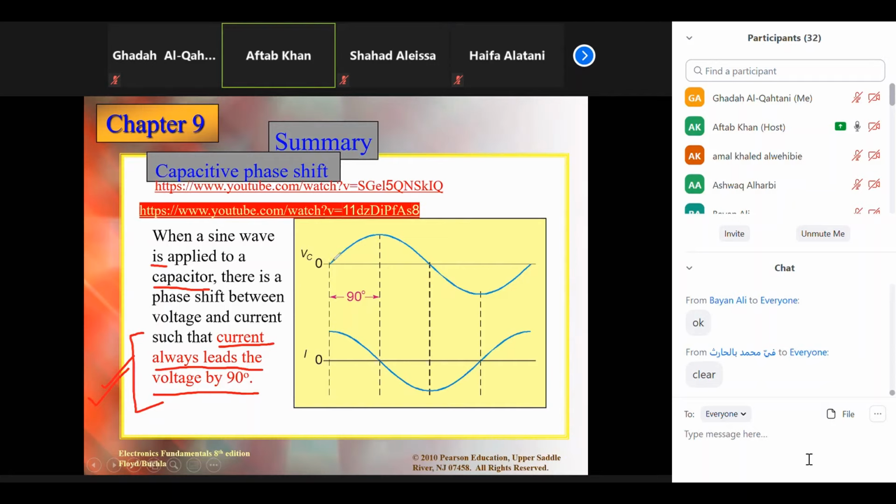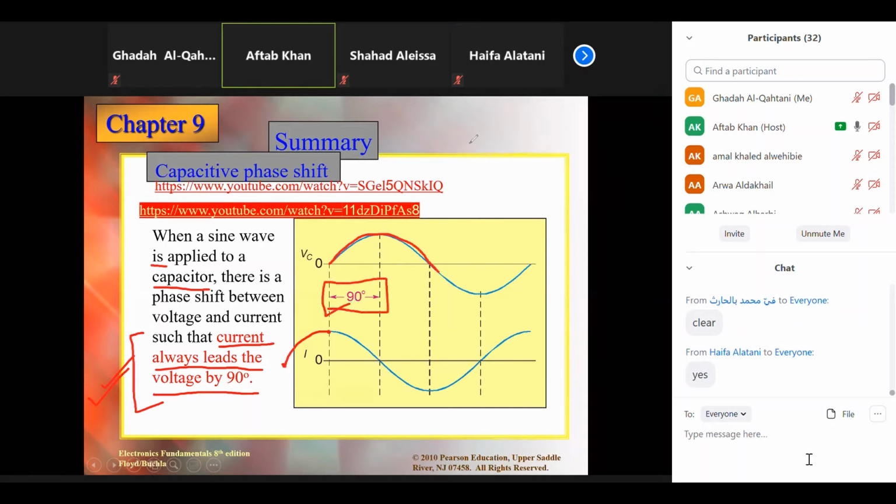See, so if this is the voltage across the capacitor, the current will lead, meaning it starts early, and touches the positive axis. It is starting somewhere here, in advance. So this is a 90 degree phase shift. If we get this difference, this is the phi here.